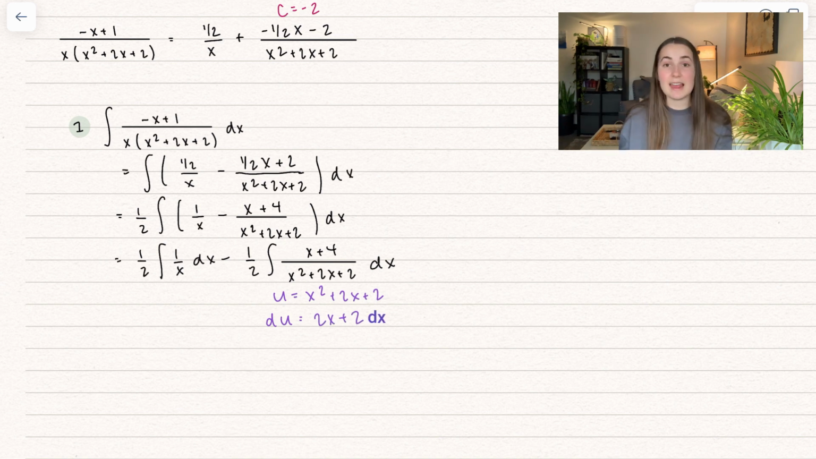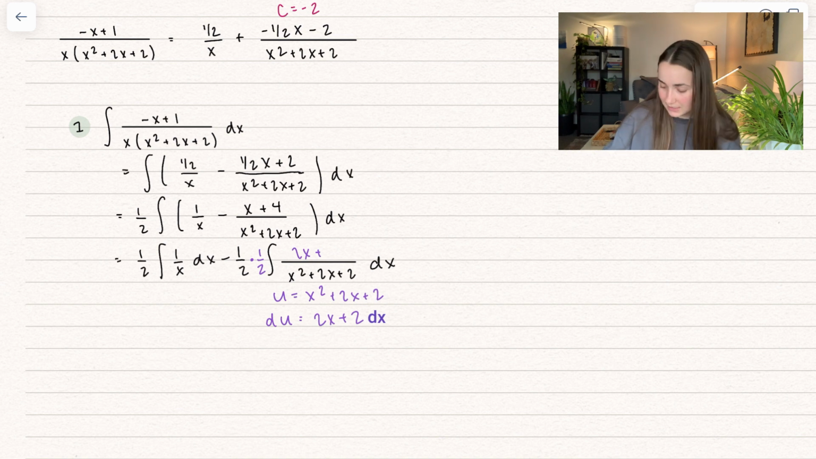The issue is that in the numerator, I don't have a 2x plus 2, but we can make a 2x plus 2. What would happen is I have to multiply the numerator by 2 in order to get the 2x, but that means I have to multiply on the outside by 1/2 because I can't just magically multiply by 2. So on the outside, I'm going to multiply by 1/2. And so if I distribute this out in the numerator, we have 2x plus 8, but I only want plus 2.